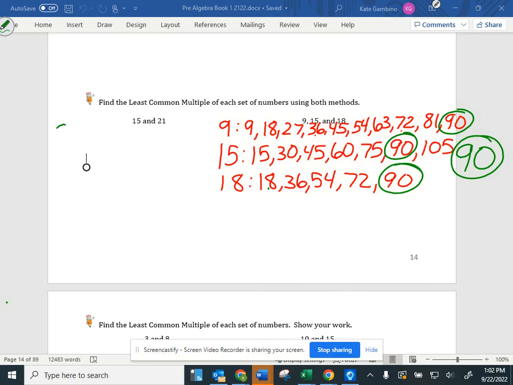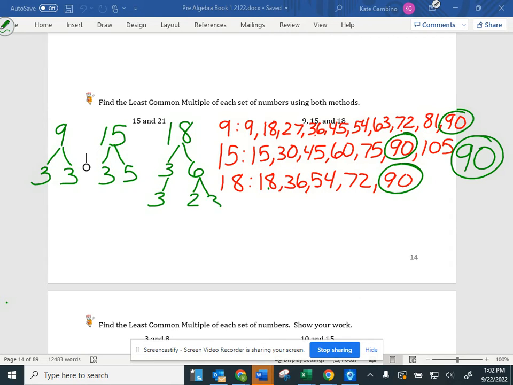All right, so we have 9, 15, and 18. Factors of 9: 3 and 3. Is that my primes? Yeah. Factors of 15: 5 and 3. Are those primes? Yep. They are. Factors of 18: 6 and 3. Are those primes? No. I can break my 6 down. So my 3 I'm gonna carry down, and 2 and 3. Now do I have all primes?